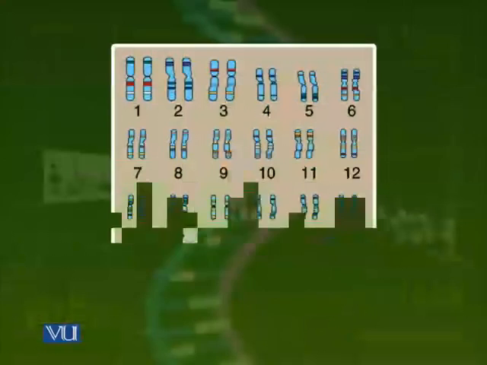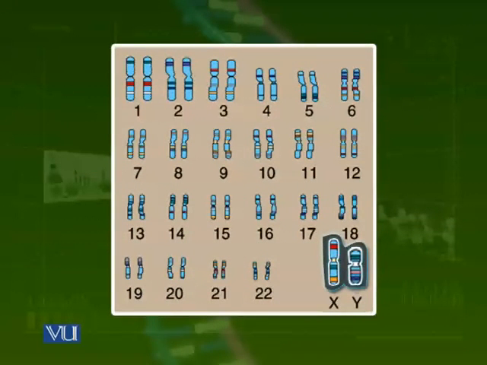The result is many changes, or many different sets of genes, which may result in different characteristics. Now look at another diagram. This diagram shows the set of chromosomes in human beings.